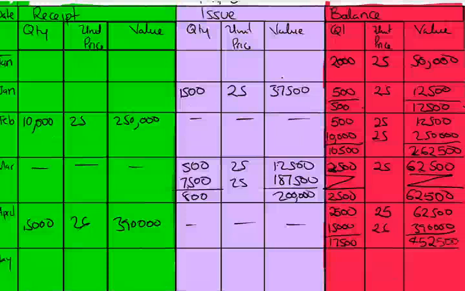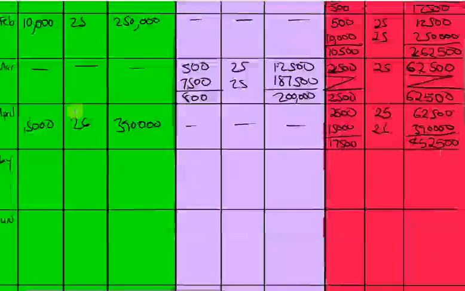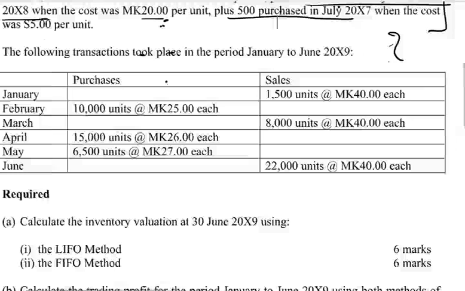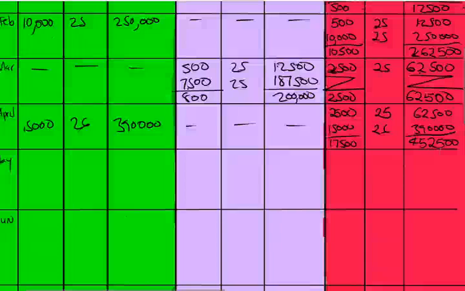Right? 452,500. Now let's go to May. What happened in May? In May, there was also another consignment of 6,500 at 27. So we're saying in May, 6,500 at 27, the value of which is 175,500.